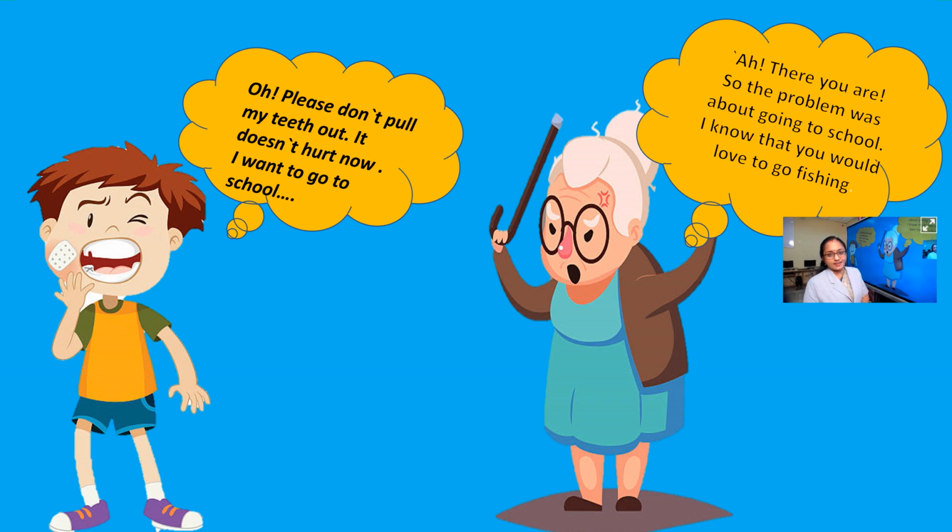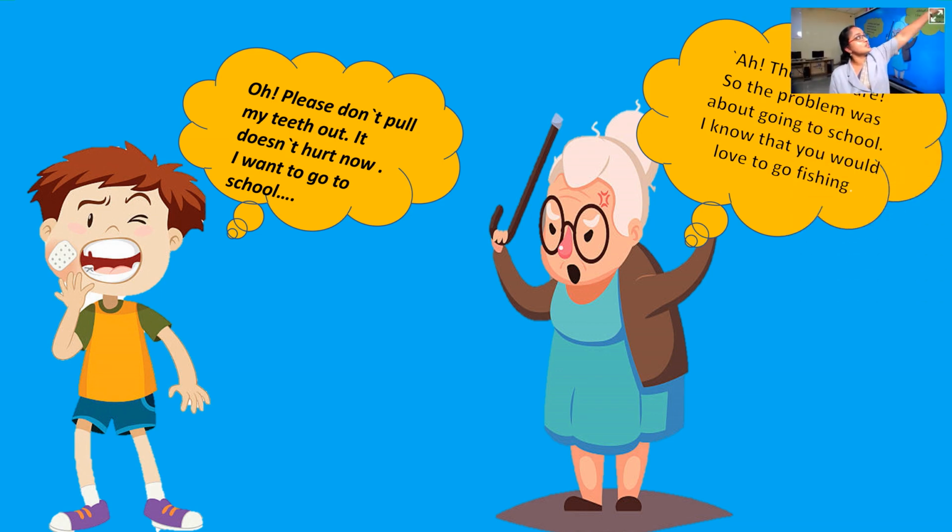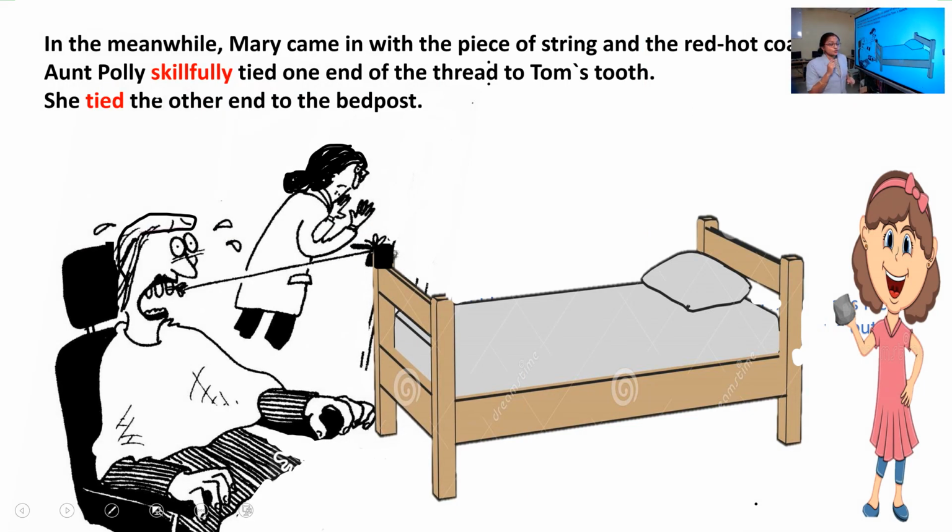See, there you are. Now the matter is very clear. There you are. So the problem was not about going to school. Now I understood. The problem was not about going to school. You want to go for fishing. I know you love fishing. So instead of going to school, you might have wanted to go for fishing. That was there in your mind. I understood. There you are. You are caught now. I understood what was your intention. I know that you love going for fishing rather than going to school.